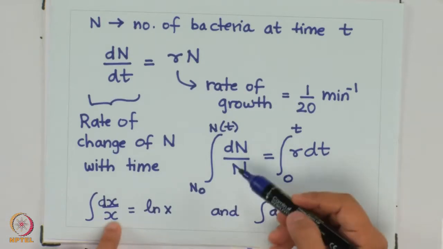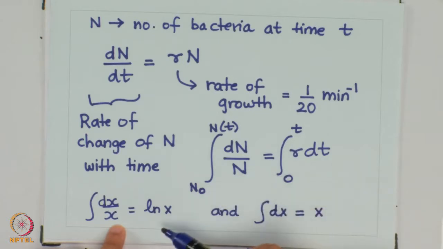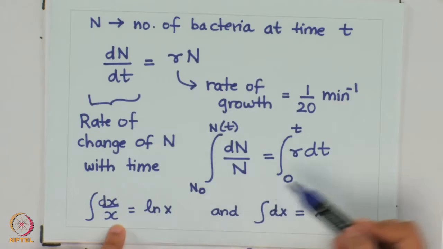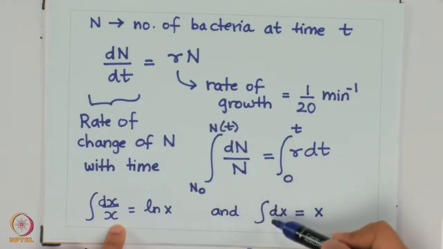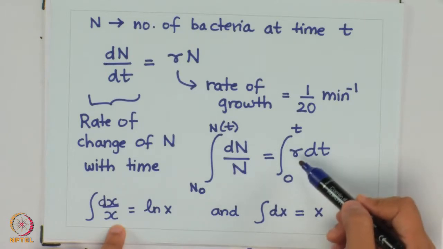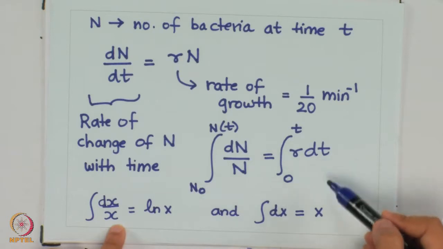My left hand side of the equation is of the form dx by x. So upon integration it just becomes ln of x, and the right hand side is of the form integral dt, because r here is a constant which does not change with time. So it can be pulled out from the integral sign, and the integral of dt is just going to be t.